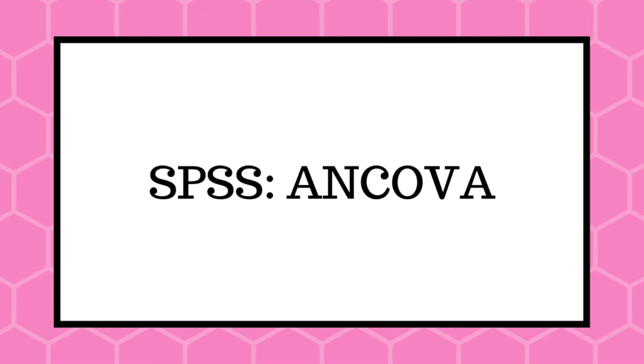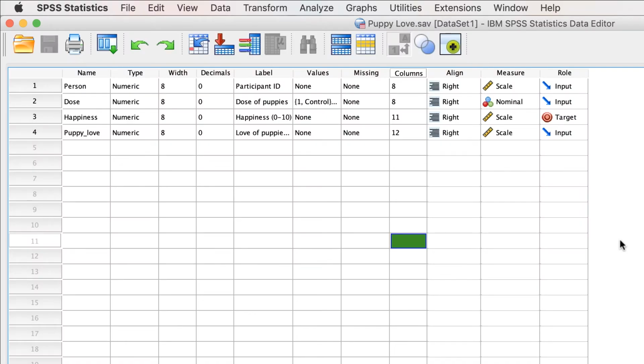Today we're going to be running an Ancova. We are looking at a person's happiness levels on a scale of 0 to 10 after they completed therapy with a puppy. We have 3 different dosage groups. Our first group is our control group, and they played with a stuffed animal for 15 minutes.